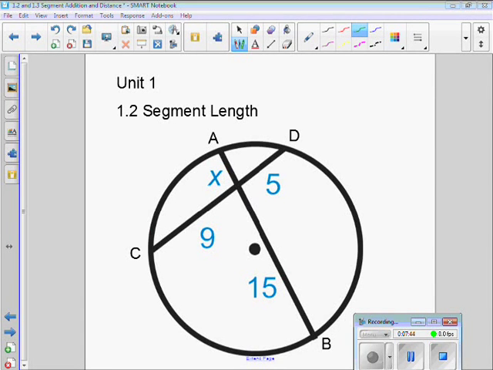Hey everybody, this is Mr. Munson, and we are looking at Unit 1 still. We're going to be doing two sections in this video, 1.2, which is segment length, and 1.3, which is distance. Okay, let's go ahead and get started.